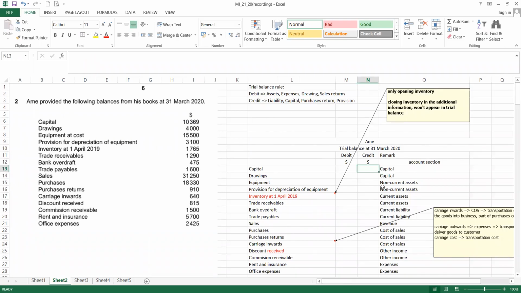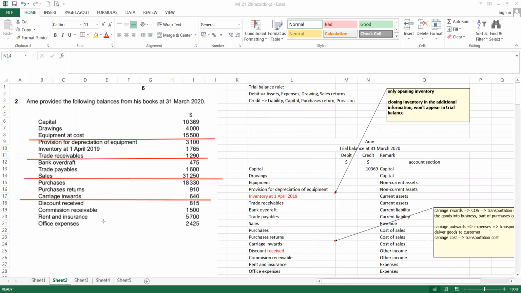So capital is 10369. So in the exam, as usual, in case you feel difficulty with so many lines, try to use your pencil to draw a line every few lines to see the correct amount, because sometimes it's a careless mistake that we make. We put in the wrong amount. It's not that we don't know. Okay, next, drawing. Drawing, even though it's capital, reduces the capital amount, so it is on the debit side.